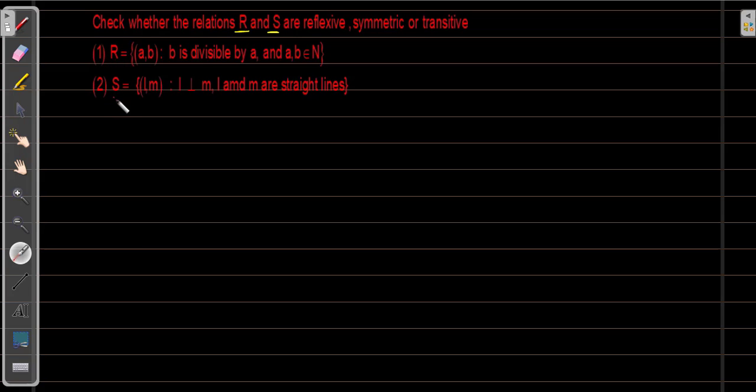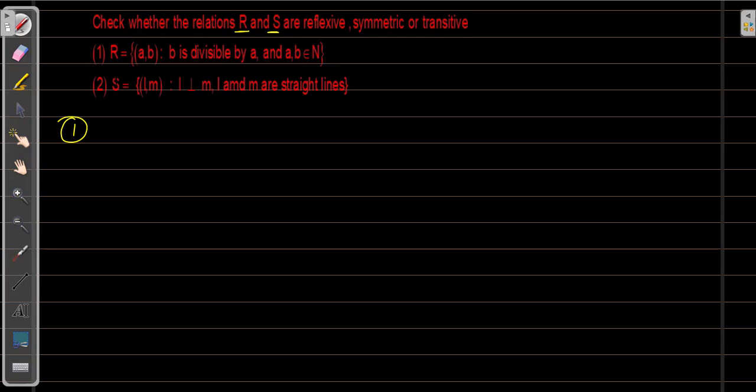Similarly, we have to check whether the relation S, which is defined on the set of straight lines, is reflexive, symmetric or transitive. How is this relation defined? L is perpendicular to M. So we have to check whether this relation S is reflexive, symmetric or transitive.